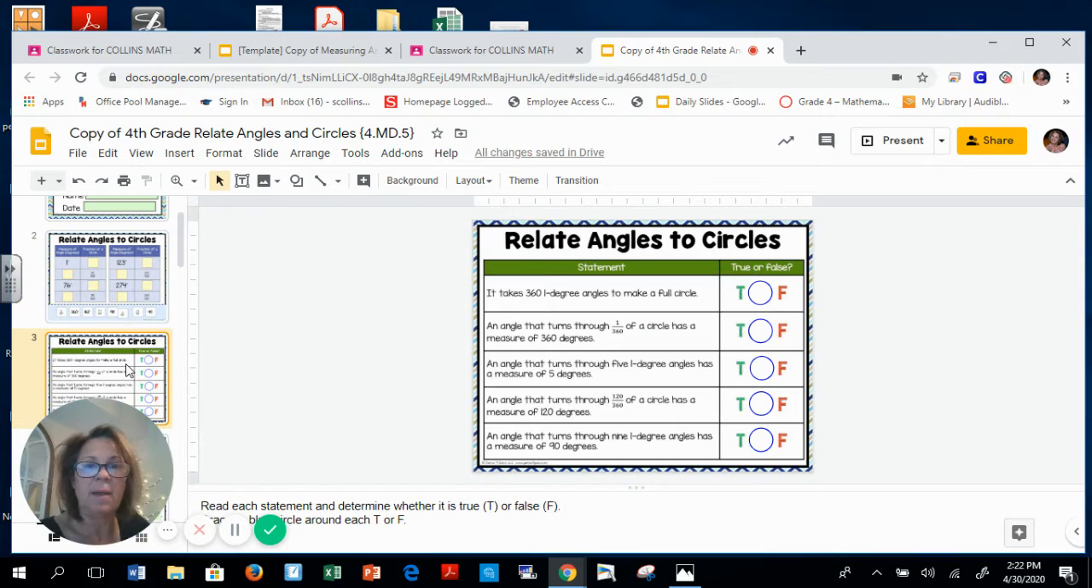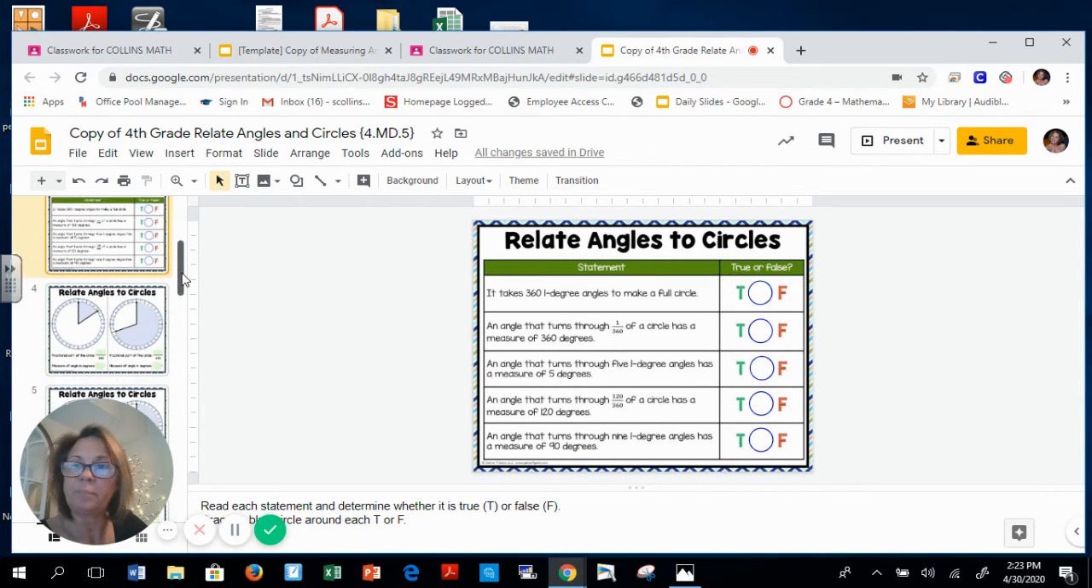The next slide is just true and false. You have to be really careful when you're looking at these. An angle that turns through one 360th of a circle has a measure of 360 degrees. No, it's not. If it only goes one of 360 degrees, it's going to be 1 degree. So make sure you're paying attention to the wording there.